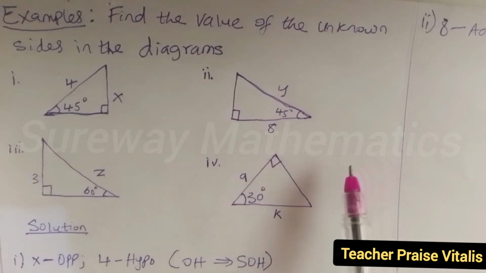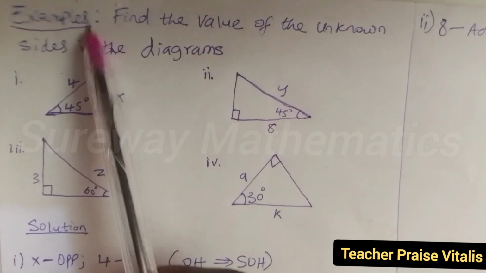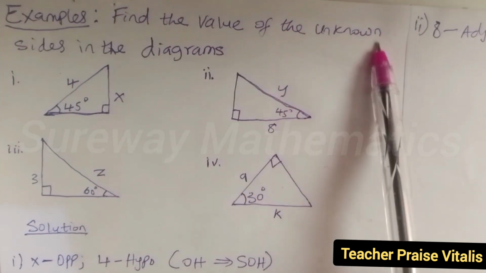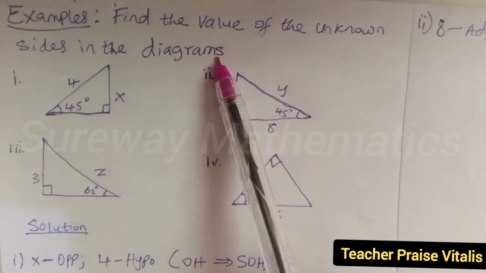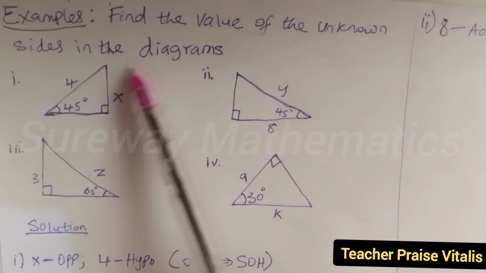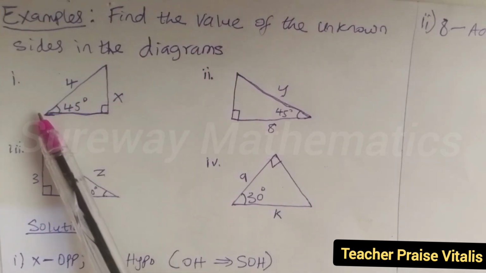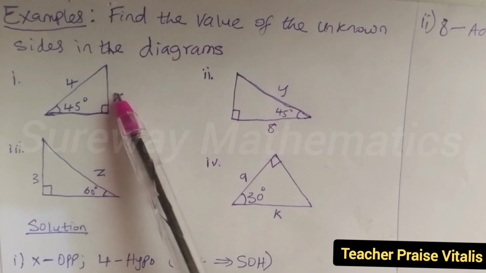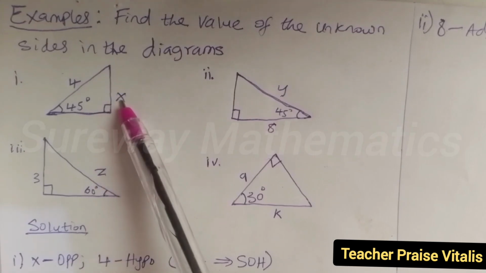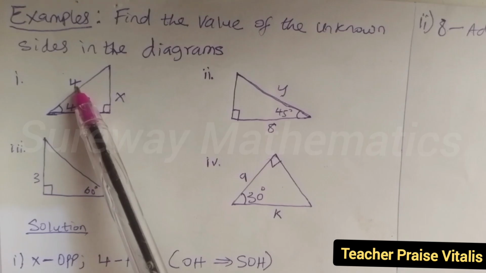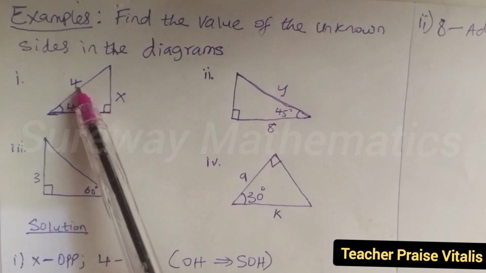Now let's take questions. Examples. Find the value of the unknown sides in the diagrams. We have this diagram where this side is represented as x and the hypotenuse as 4.